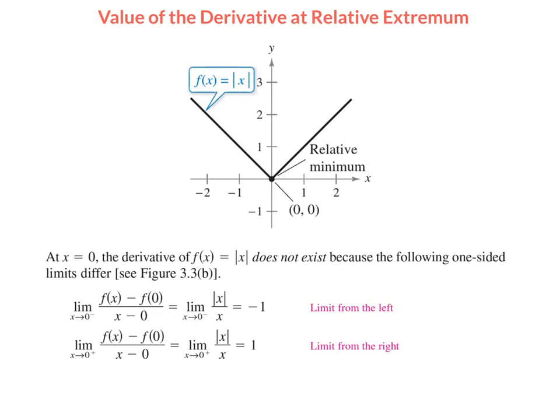Our next example here is the absolute value function, and looking at this graph I can tell that there is a relative minimum at the origin 0, 0, and if I was going to take the derivative of f of x equals the absolute value of x, I have to take it as the definition of the limit coming from the left and from the right, and they're going to have different limits. So coming from the left I get -1, coming from the right I get 1 at x equals 0. So the derivative is not going to exist there.